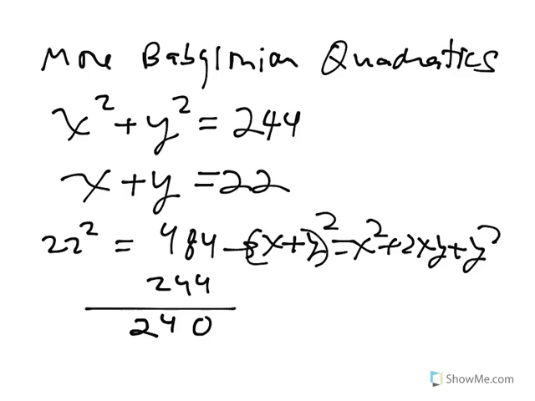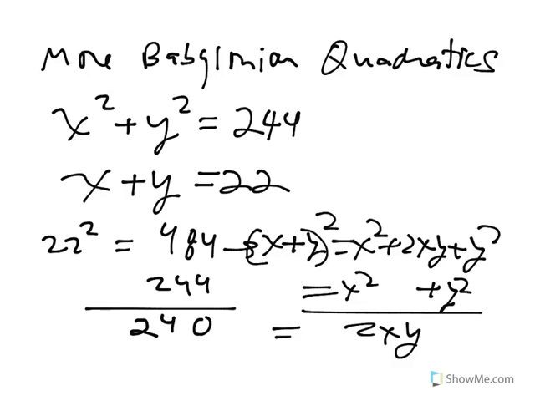When I subtract the 244, which is x squared plus y squared, I end up with 2xy, which is 240. And if I divide that by 2, I get xy equals 120.